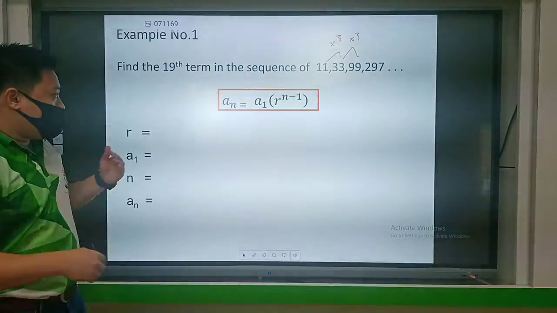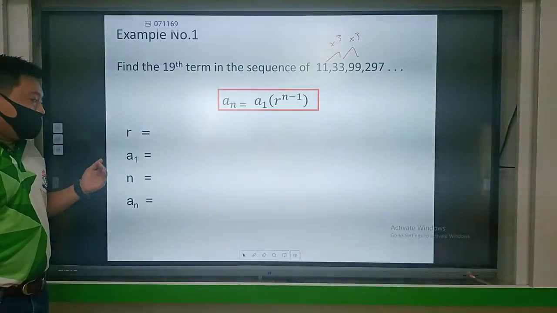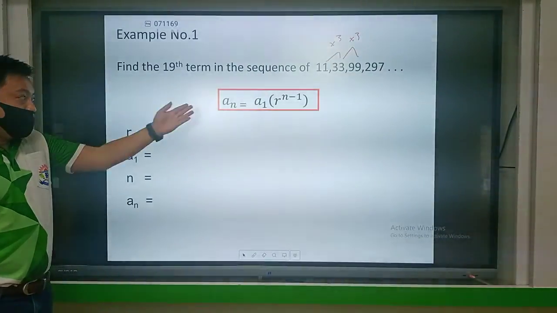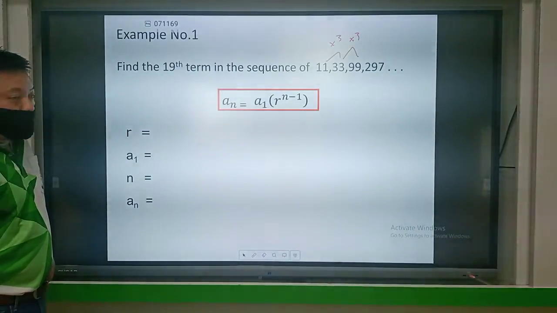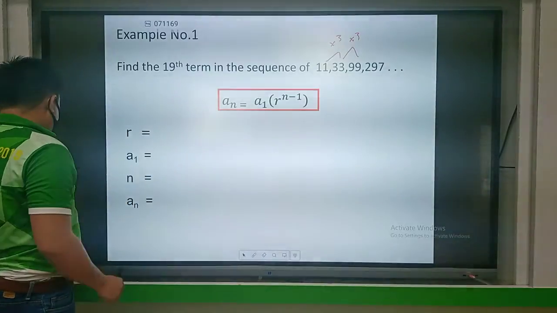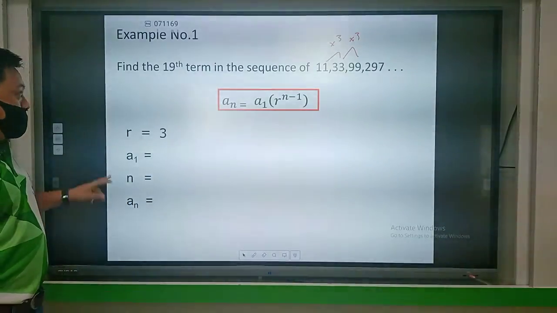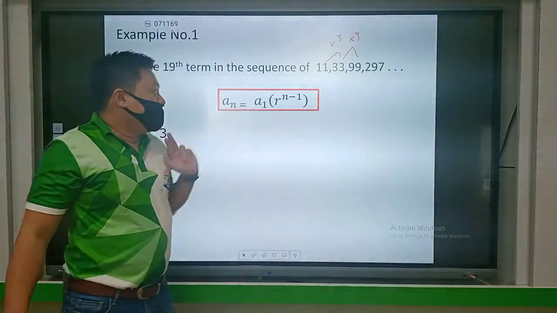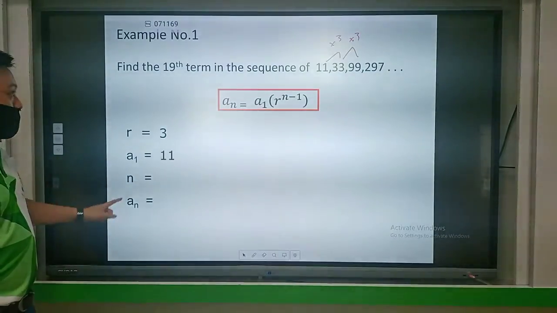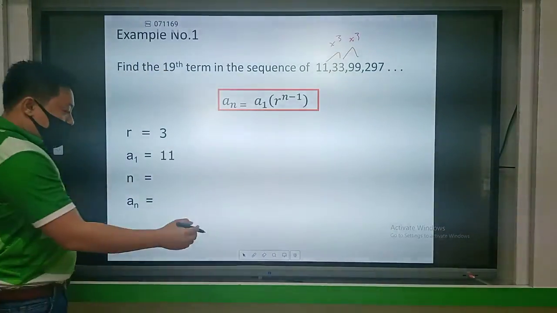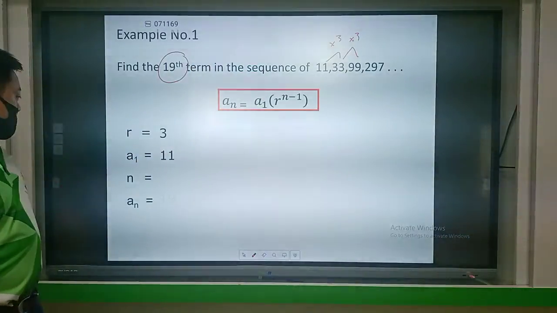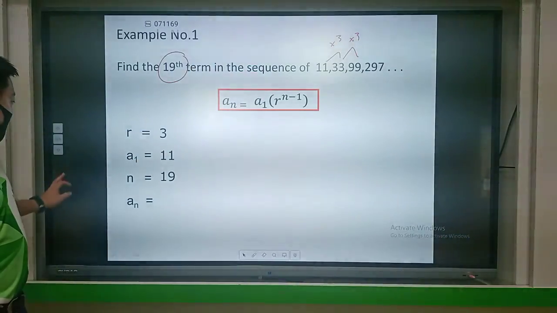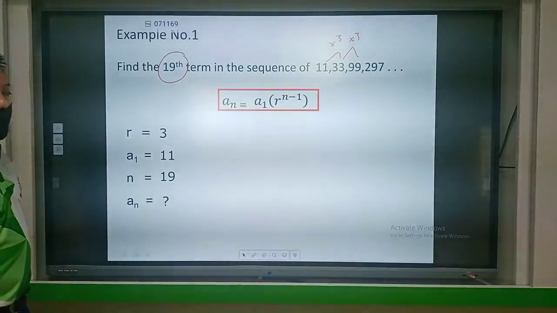Okay, so first let's try to identify all of the needed information for us to use our formula. So r, what is the common ratio? We have 3. A sub 1 is the first term, we have 11. N is what we're trying to find, the 19th term. And a sub 19 or a sub n, we still don't know.